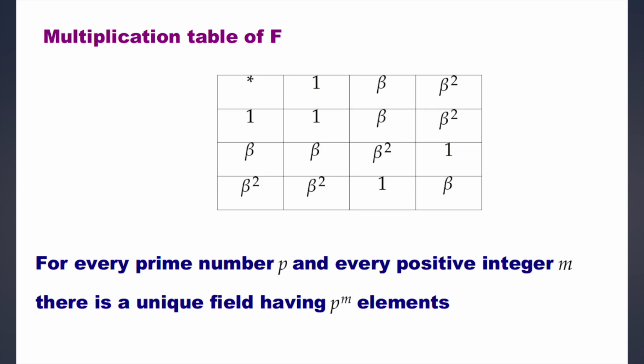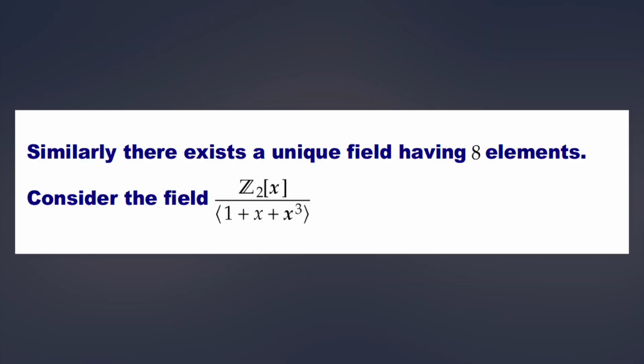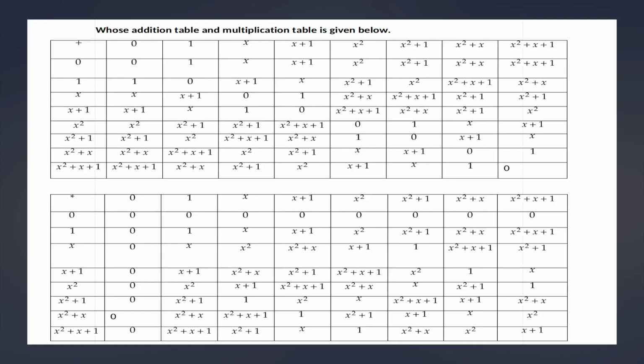For every prime number P and every positive integer M, there is a unique field having P power M elements. Similarly, there exists a unique field having 8 elements. Consider the field Z2 of x over the ideal 1 plus x plus x cubed, whose addition table and multiplication Cayley tables are shown on the screen.